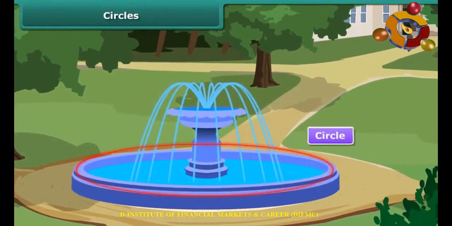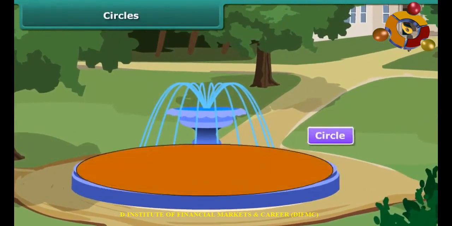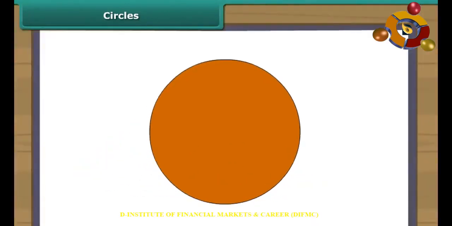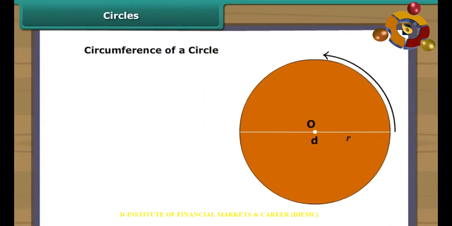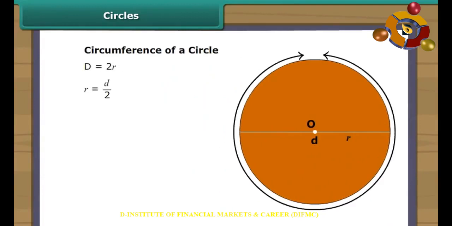Circles. Students, have you noticed the shape of the fountain? The fountain is in the shape of a circle. Can you measure the circumference of the circle? Yes. If you know the radius of the circle, then by using the formula of circumference of a circle. Circumference of a circle is the distance around a circular region. In other words, the boundary of the circle. Circumference of a circle is the product of a constant called pi and its diameter, or twice the product of pi and the radius of the circle.